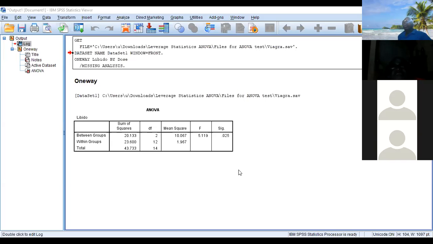The only thing we could not calculate is the p-value. The computer has given us the p-value: 0.025. Is it significant or not? It's significant. Yes, significant. So that is how to run one-way ANOVA. It's very simple. Stop sharing.